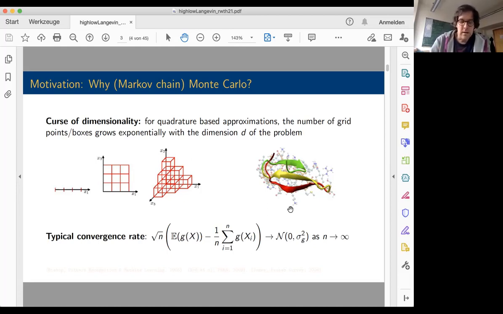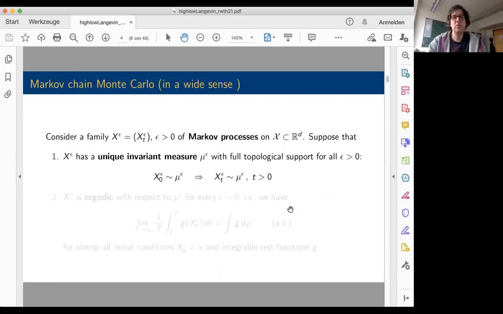So this is why we are doing Monte Carlo or Markov chain Monte Carlo, which is a variant where we use some stochastic dynamics to generate data from this target distribution mu. And I quickly want to explain the idea, even though I assume that most of you are familiar with Markov chain Monte Carlo.